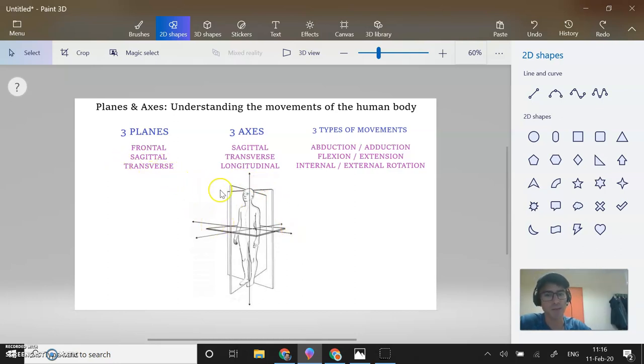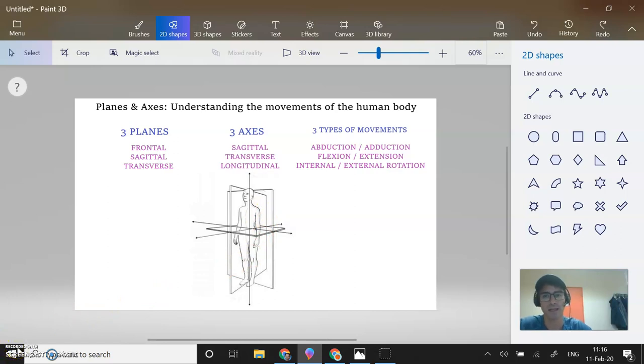And last, we have the transverse plane, which is this one, also called horizontal. And I like to visualize it as you're entering the sea and the sea level is raising along your body. That's the horizontal plane. And it divides the body up and down.